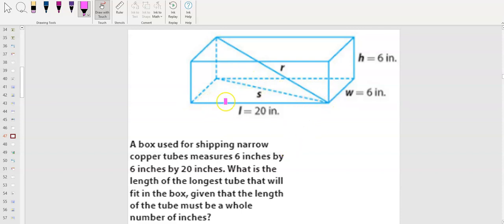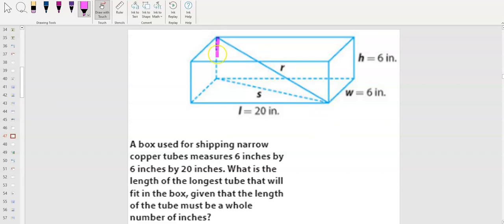Now, you could fit a tube this way and that would be 20 inches, but if you didn't know, the diagonal of the box is going to be longer. And if you go from top corner to bottom corner, that's also going to be a longer tube. So really R is going to be the longest tube that we could fit in this box.